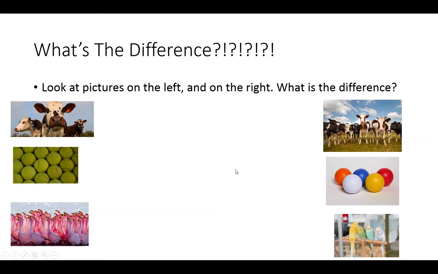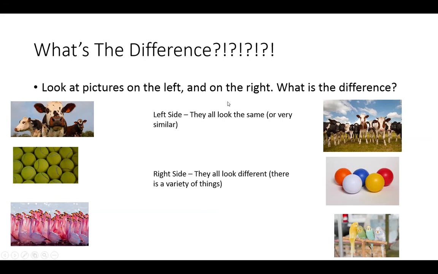Go ahead and pause for a minute if you want time to think. That's right, the left side, they all look the same, or at least they're very similar. And on the right side, they all look different. There's a variety of things. And yes, sometimes it's just in the definition. You could argue that everything on the right side is just cows, balls, and birds. But again, we've pointed out some of the differences for you.